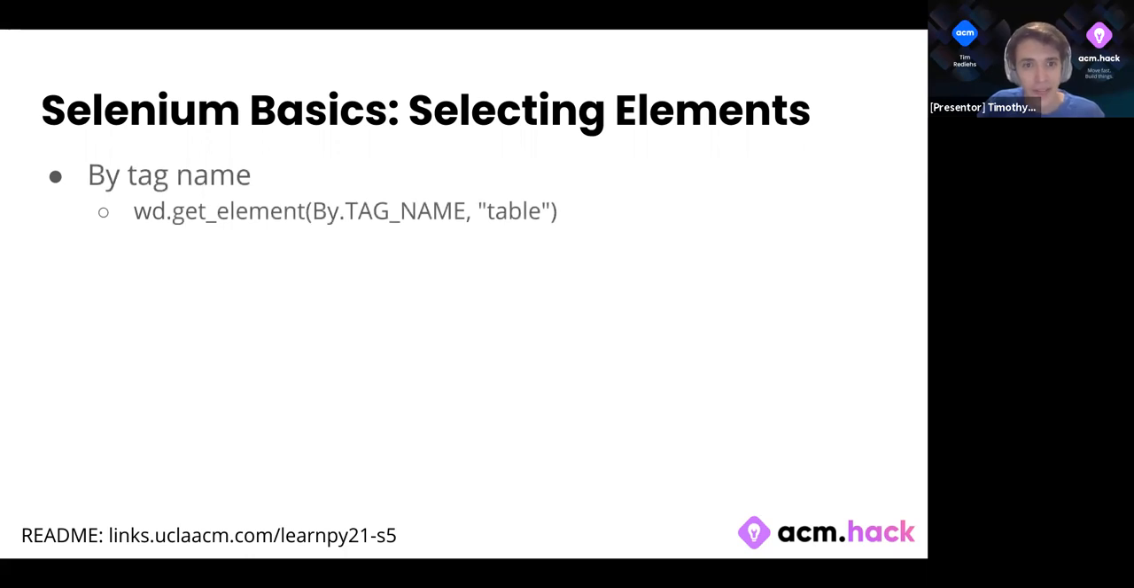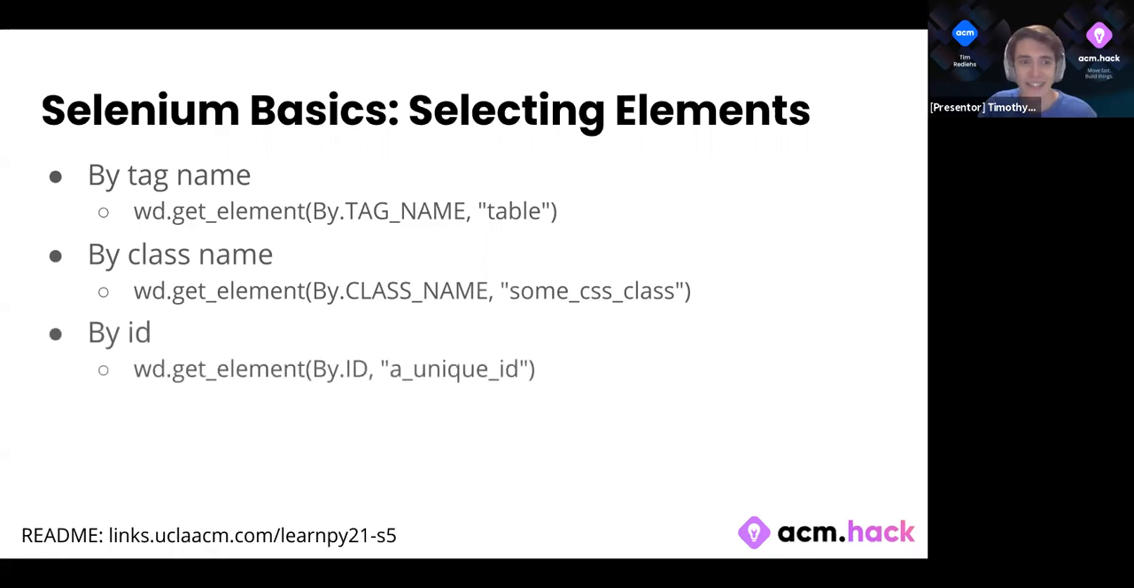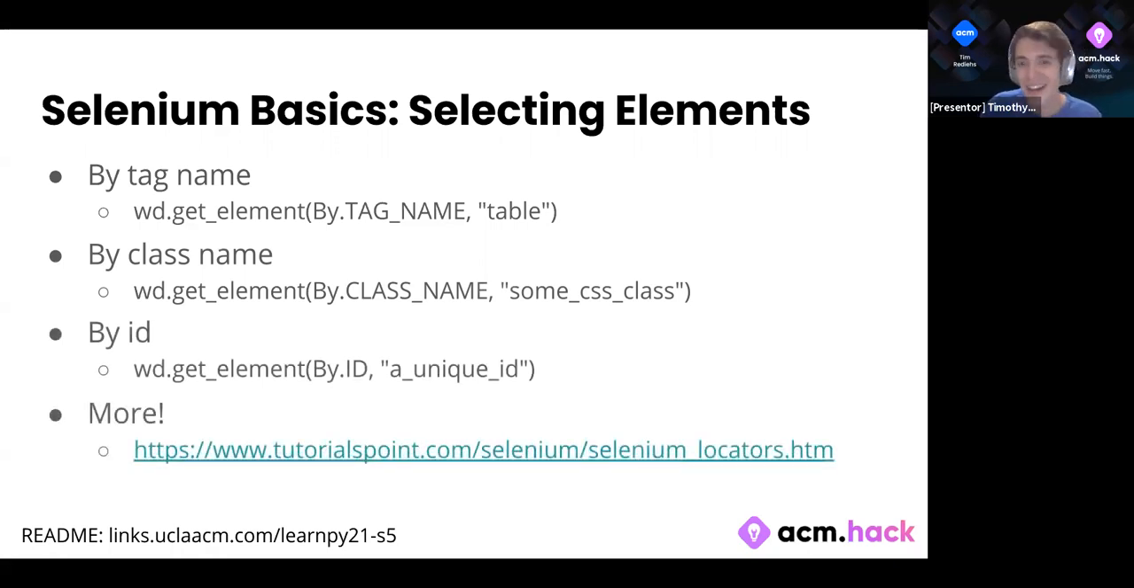So yeah, this is the way I showed before. You can get an element by tag name. And then we see that we can get an element by class name and even an ID, which we talked about before. There's a lot more as well. I included a link in the slides for other ways of doing it. One of the common ones that I've seen that I'm not actually going to go over is called XPath. So if you want to check that out, you can follow this link.